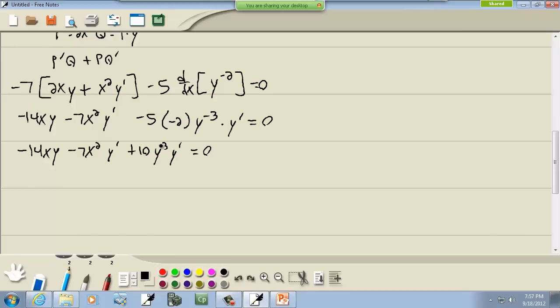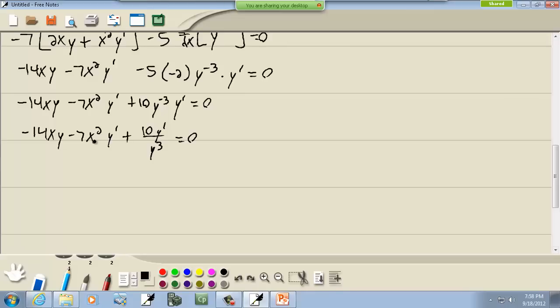And drop the negative there. That should be a y to the negative 3. Erase that. So y to the negative 3 y prime. Okay, let's get rid of the negative exponent. I'm going to take that y to the negative 3 back downstairs. So this becomes 10 y prime over y to the third is equal to 0.